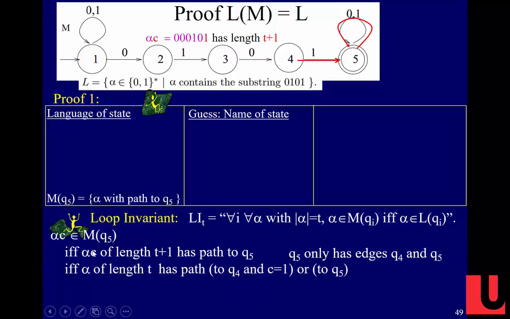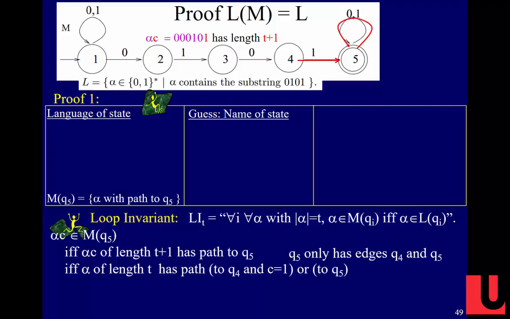we can say, if alpha C has a path of length t plus 1 to here, then what do we know about alpha? Alpha has a path of length t to the previous node, right? And so it either has a path to Q4, and C better be 1, I missed that in the slides before. If alpha comes to 4, then to get to 5, you need C to be 1. Or alpha goes to Q5, but we don't care what C is.